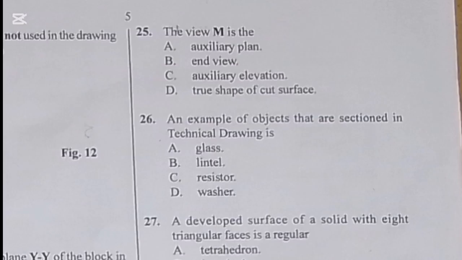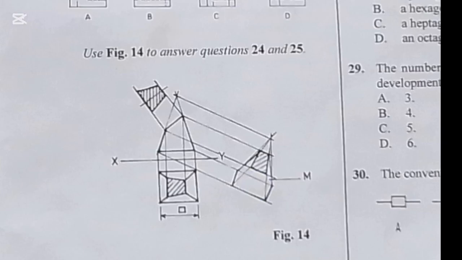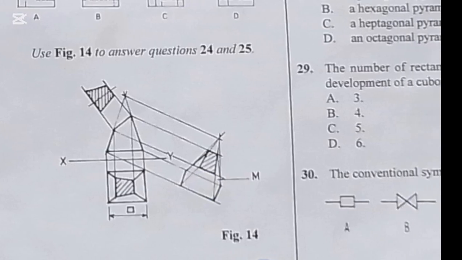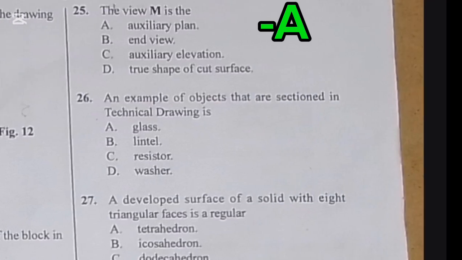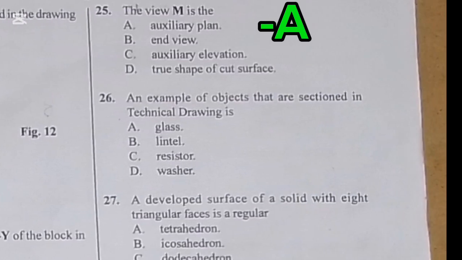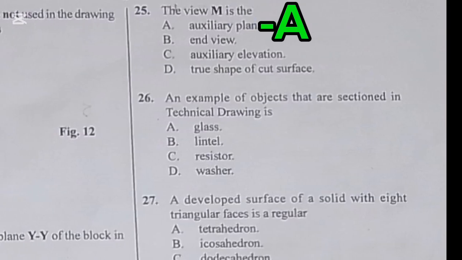Let's go to the next question, question 25. The view M is this M here, so this M here is going to be auxiliary plan because we are projecting from the elevation. So let's see the option that has the correct answer. So A is the correct answer, auxiliary plan.